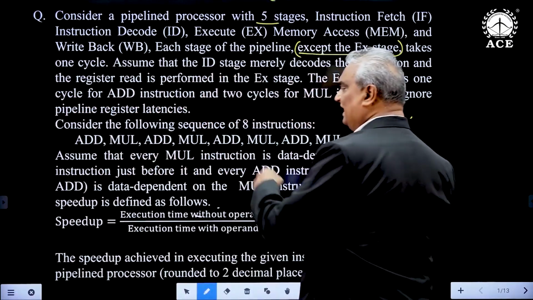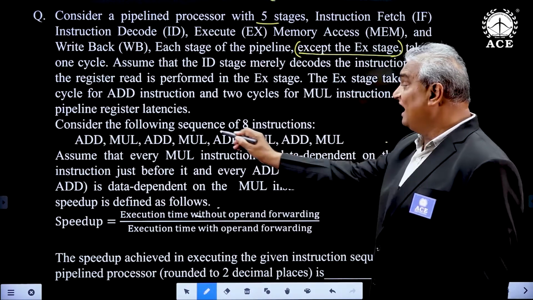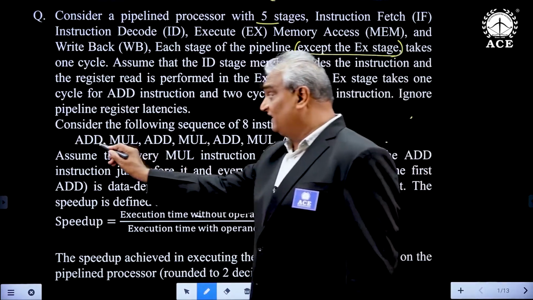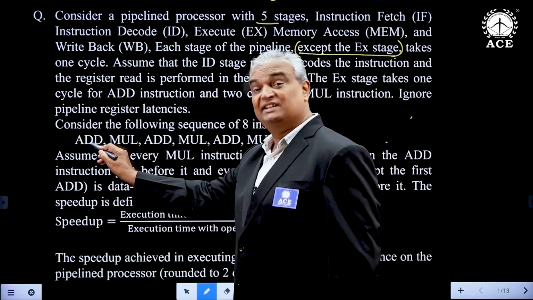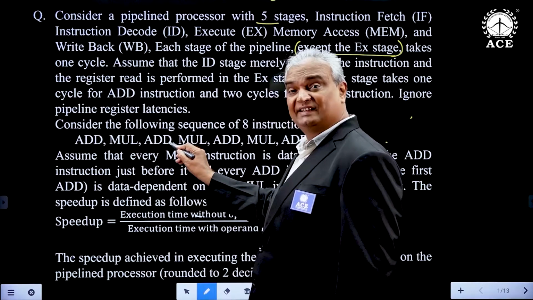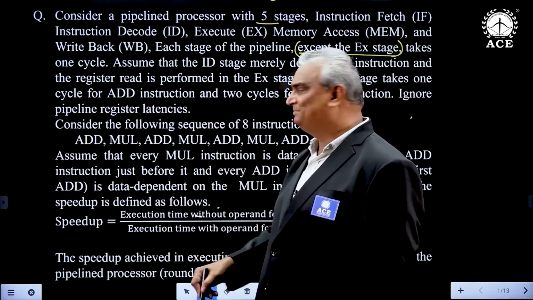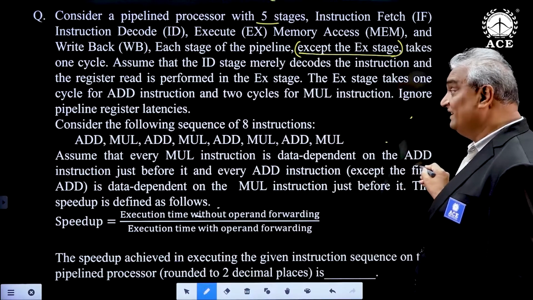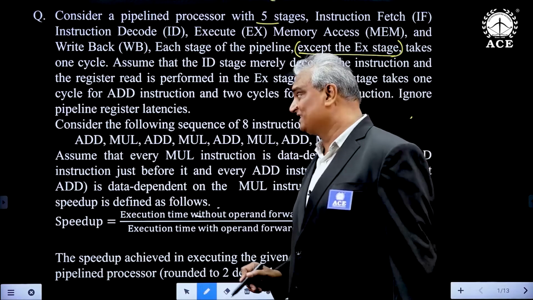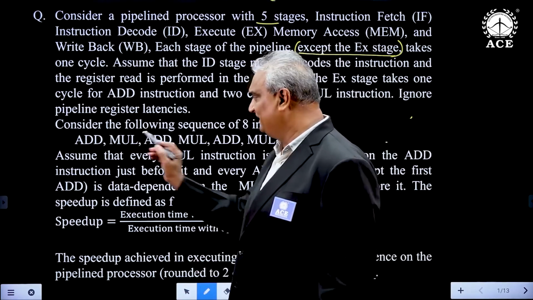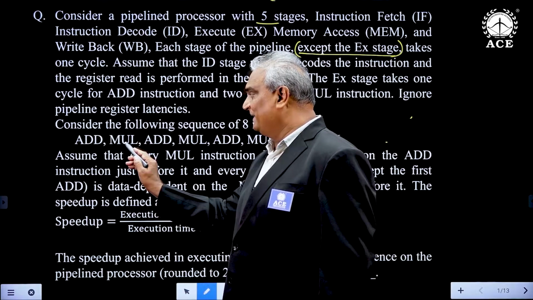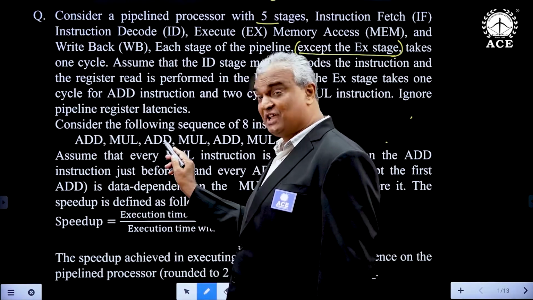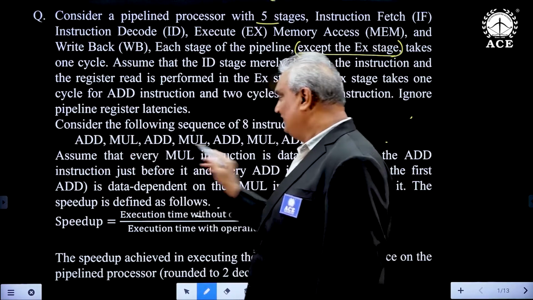Add, mul, add, mul, add, mul, add, mul. All these are sequential instructions, which means first this instruction is executed. It is I1, I2, I3. You write the program like that. Assume that every mul instruction is data dependent on the add instruction, which means it is depending on the result of this one. This operation is depending on the result of this one.